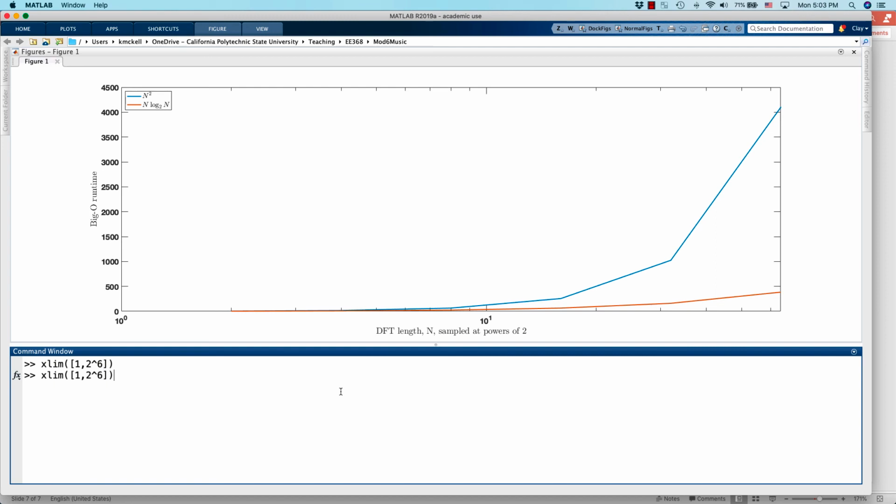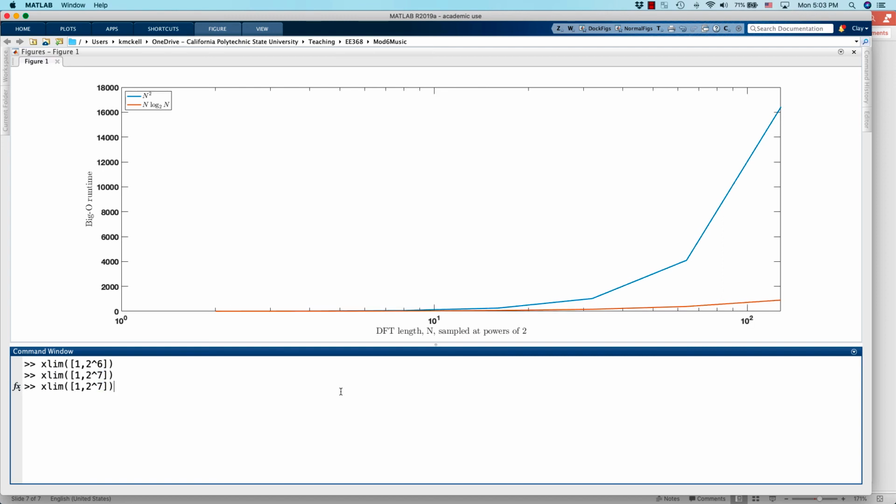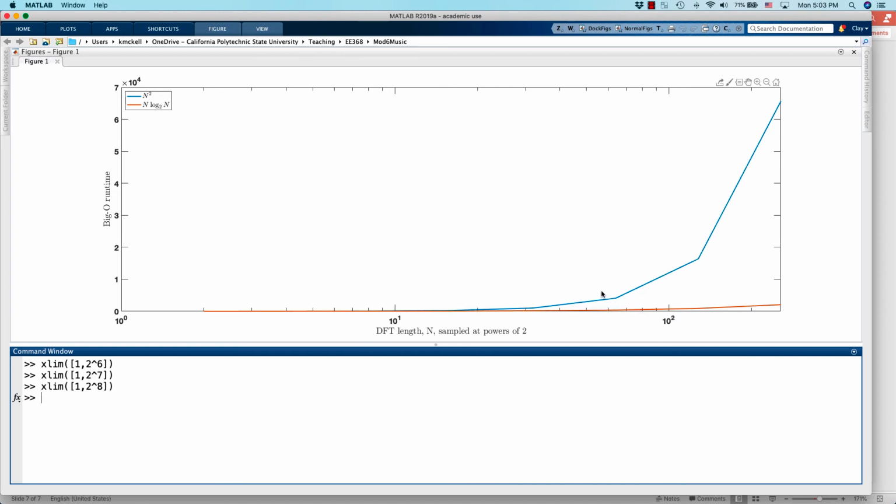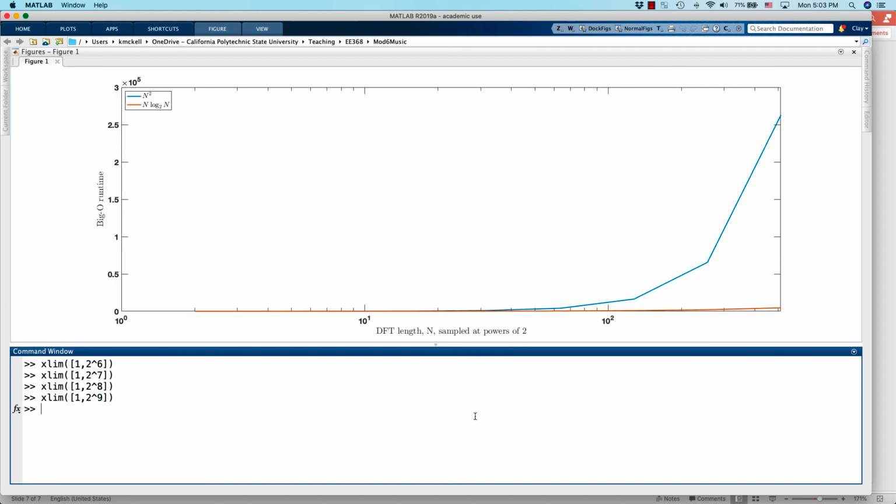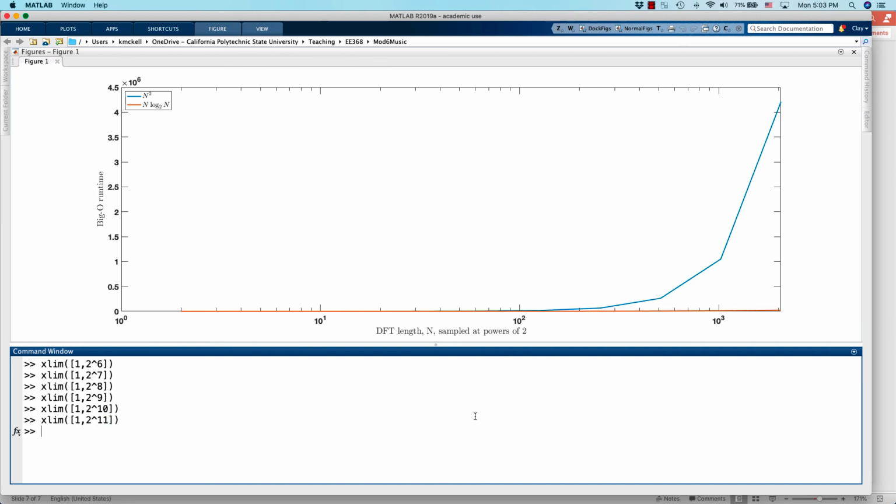And so if we zoom out on the x-axis progressively further and further, we can see that the n squared runtime starts to become unimaginably bigger than the n log n runtime. And so the performance enhancements you get from running FFT versus the DFT by definition are quite significant, especially when the sizes of your DFTs become quite large.